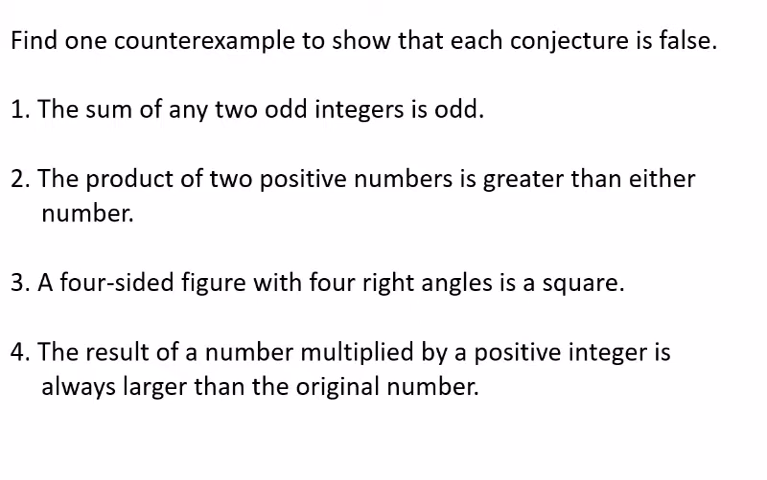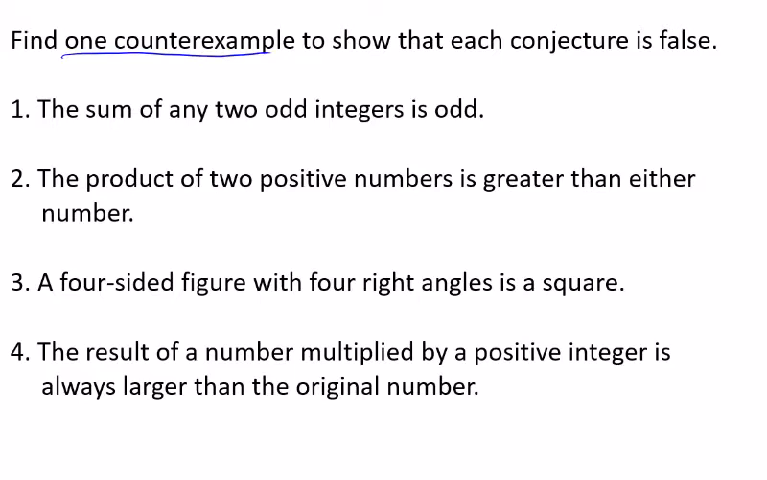And anyway, for whole numbers, 0 is not positive, right? 0 is a whole number and it's not positive. So there's the counterexample. All other whole numbers are positive, so I only have one counterexample in that case. But anyway, 1 is all you need to prove a conjecture false. All right, so here we're trying to find one counterexample to show that each conjecture is false.